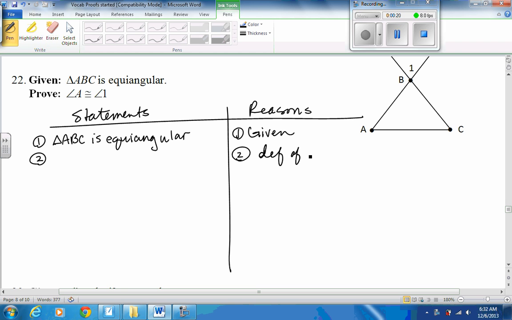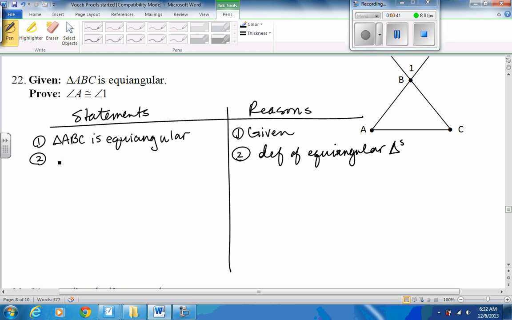Definition of equiangular triangles. So what is an equiangular triangle? What, by definition, would be your conclusion if you knew it was equiangular? Well, you could say all the angles are equal. It kind of says in the word. So we're saying all the measures of the angles, by definition, are the same.